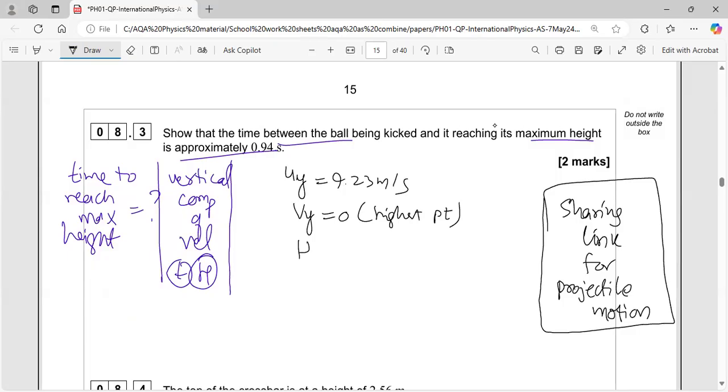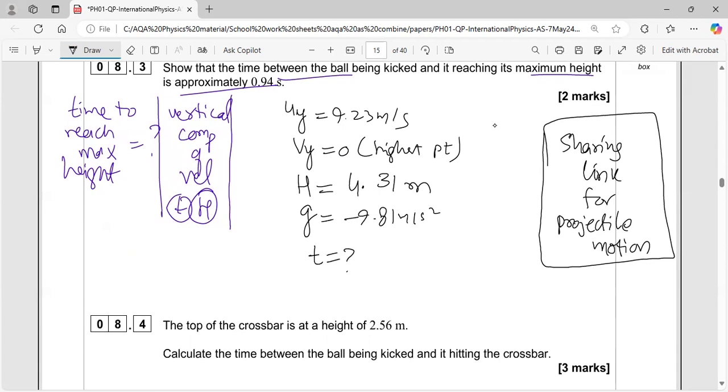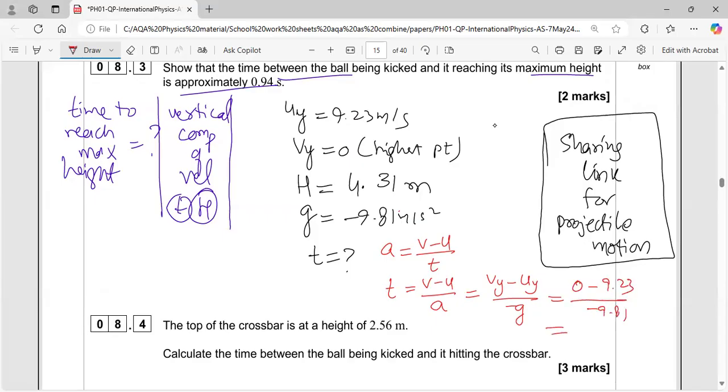Okay, so now the maximum height we have already calculated, that was 4.31 meters. And as you have three things, and g is minus 9.81, this is the fourth thing we know, and you have to find the time. So you can use any equation in which time is there. Based on this data, I will be using the equation of simple acceleration: a is v minus u over t, or t is v minus u over a. Substituting, it's 0 minus 9.23 over minus 9.81, which gives you 0.94 seconds.